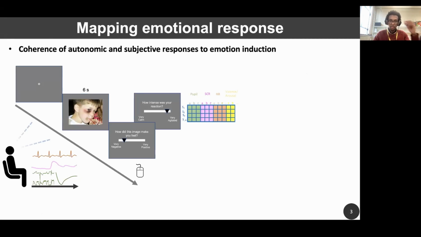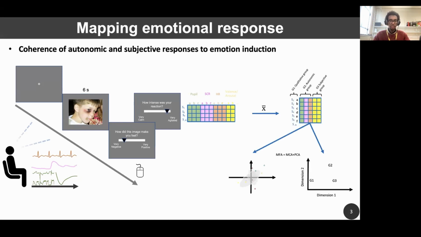If you were one of our participants, you would come to the lab and we would hook you up to a number of sensors to measure your bodily responses and eye movements while we exposed you to evocative images like the ones you see on the screen. And you would also be asked to give some subjective ratings about how you felt.